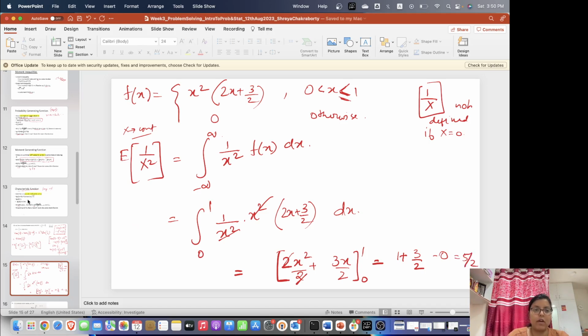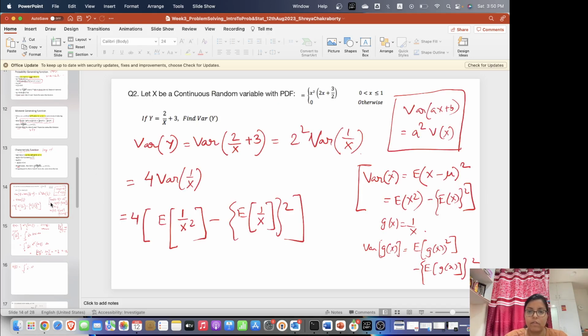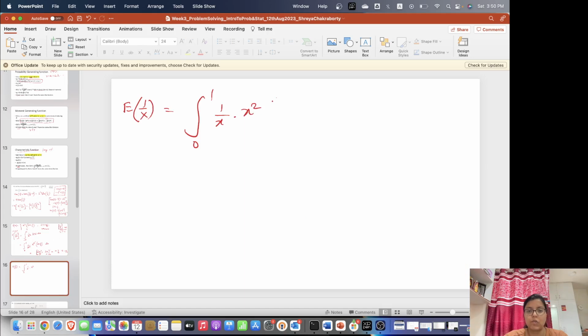Next I have to find the expectation of 1 by x, in a similar process. So that will also be 0 to 1, 1 by x into the PDF. What was the PDF? (2x square plus 3x) by 2. So one of the x's cancels, and we have 0 to 1, (2x plus 3) by 2 dx.